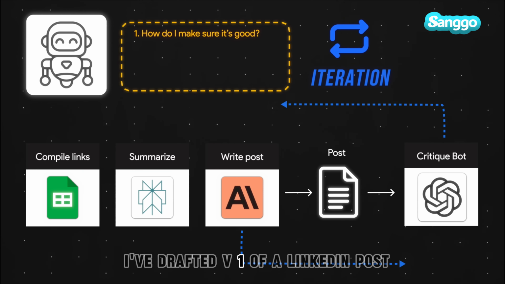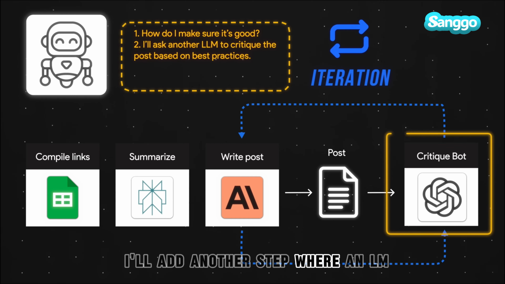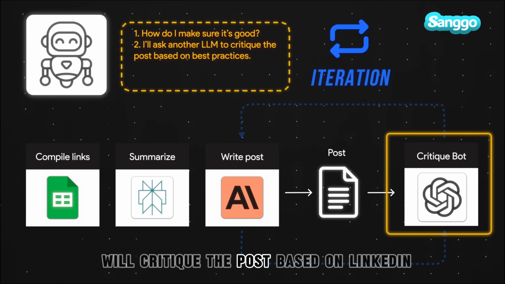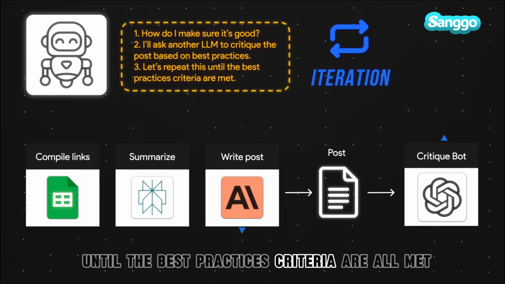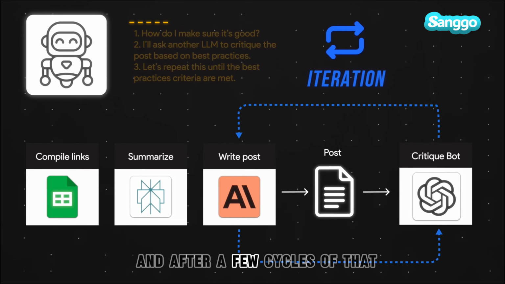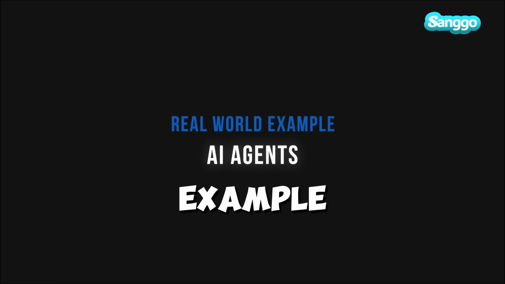Okay, I've drafted V1 of a LinkedIn post. How do I make sure it's good? Oh, I know. I'll add another step where an LLM will critique the post based on LinkedIn best practices. And let's repeat this until the best practices criteria are all met. And after a few cycles of that, we have the final output. That was a hypothetical example, so let's move on to a real-world AI agent example.